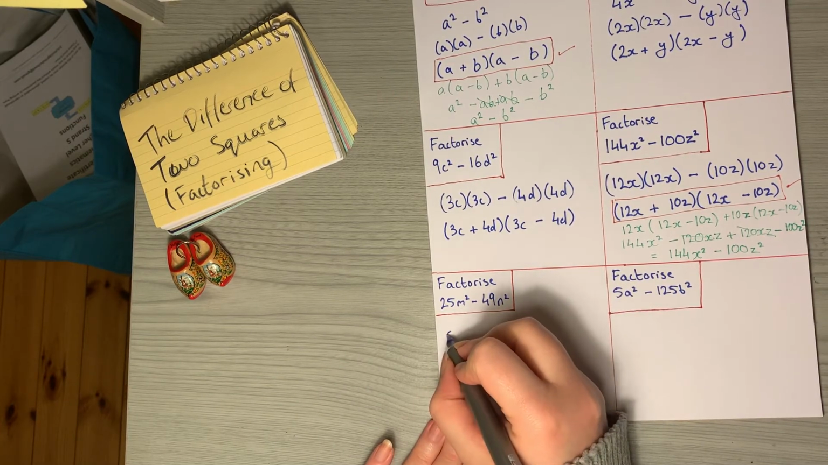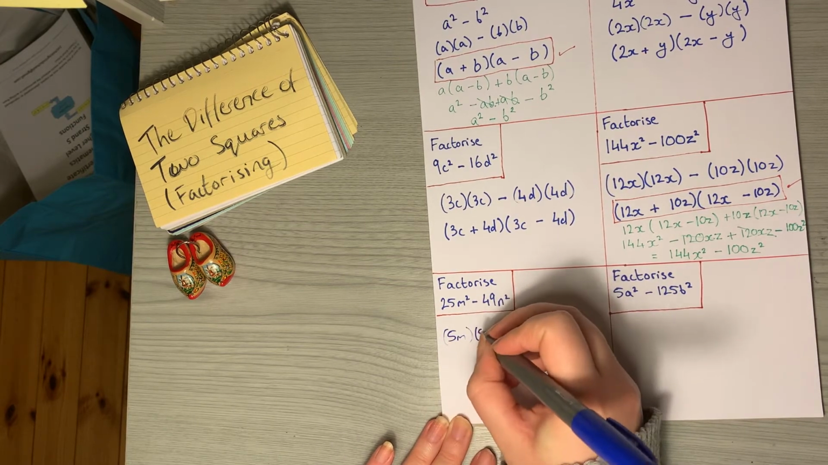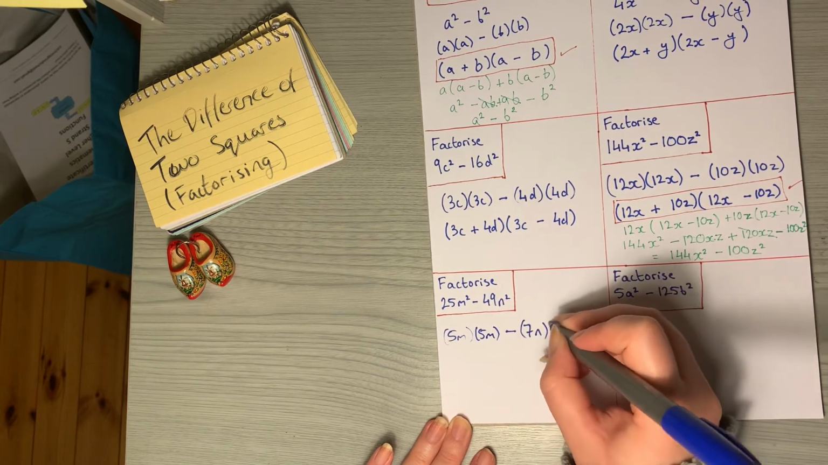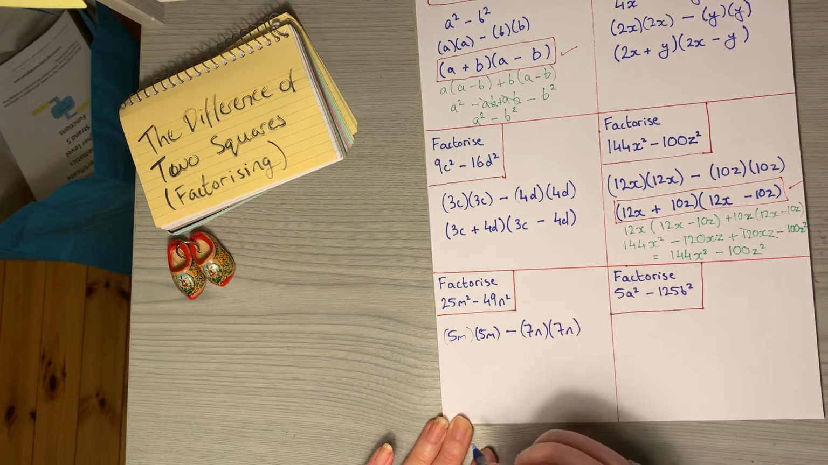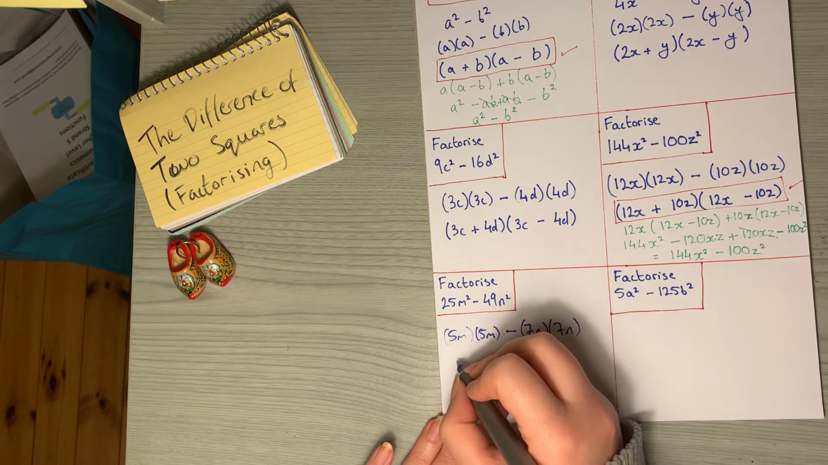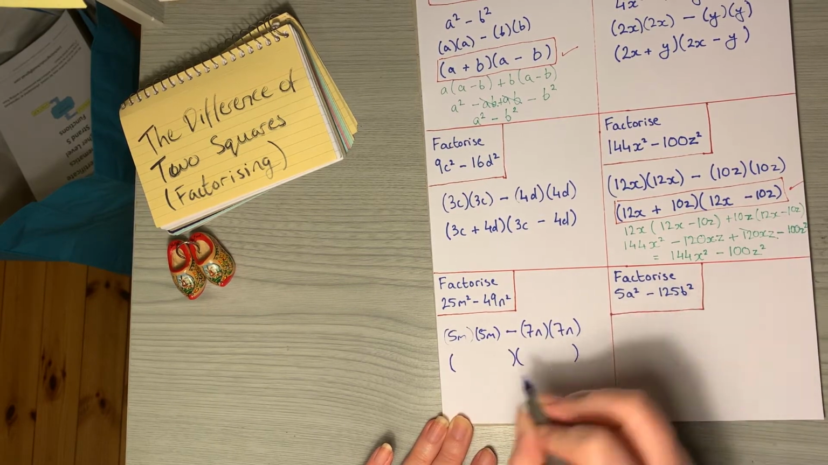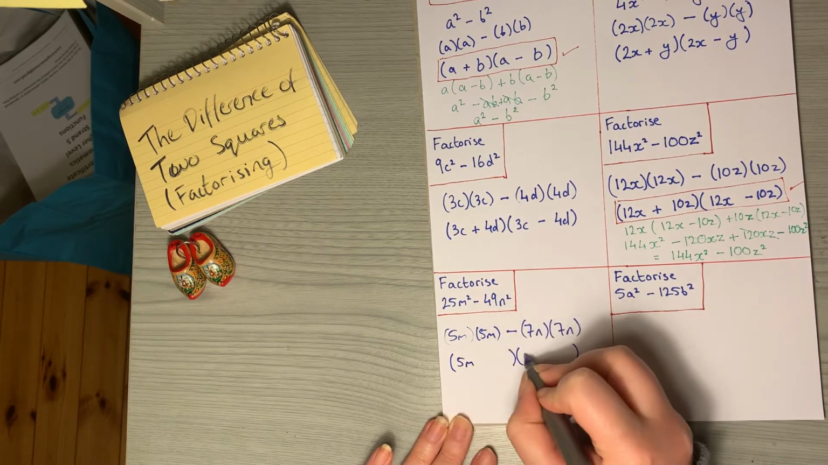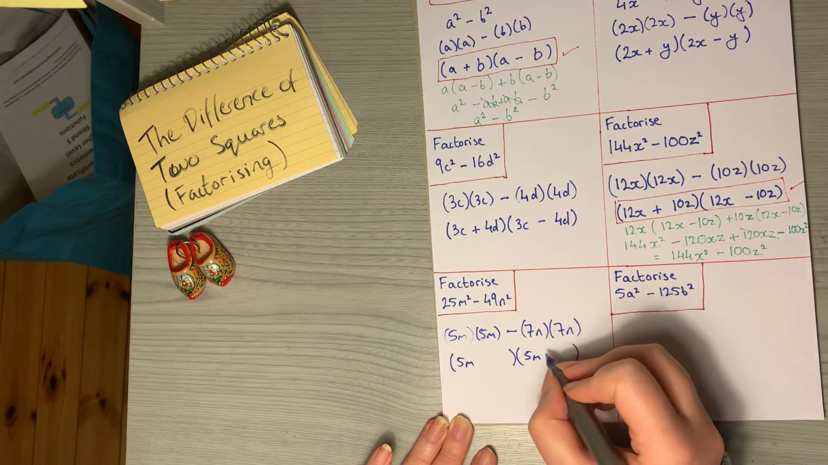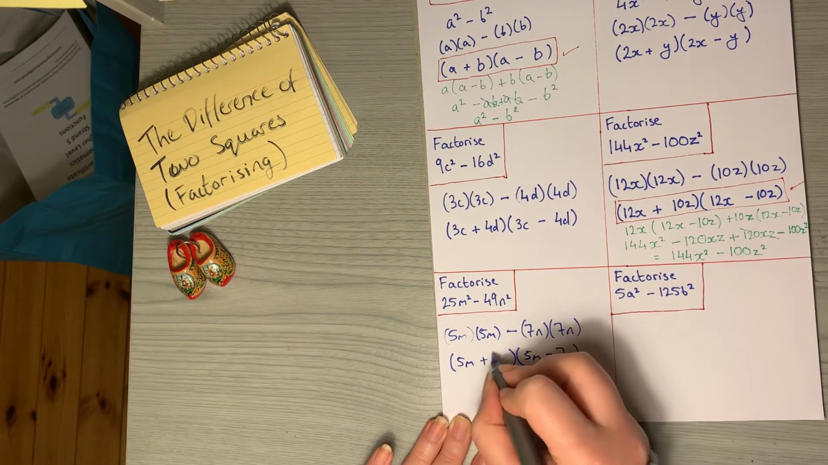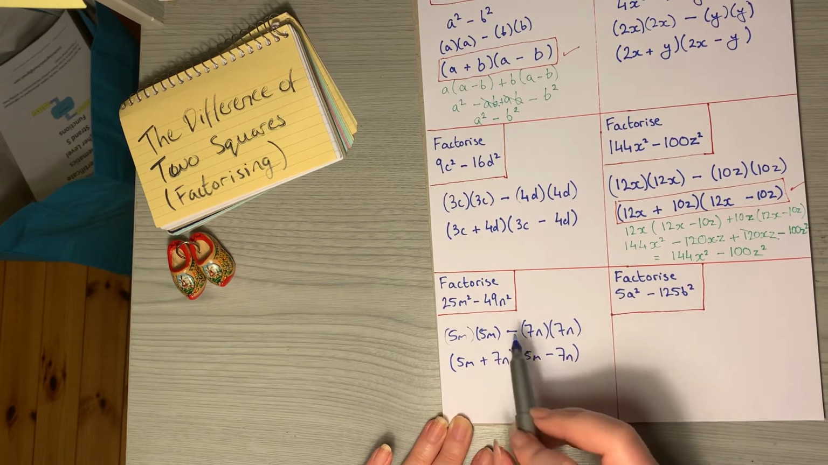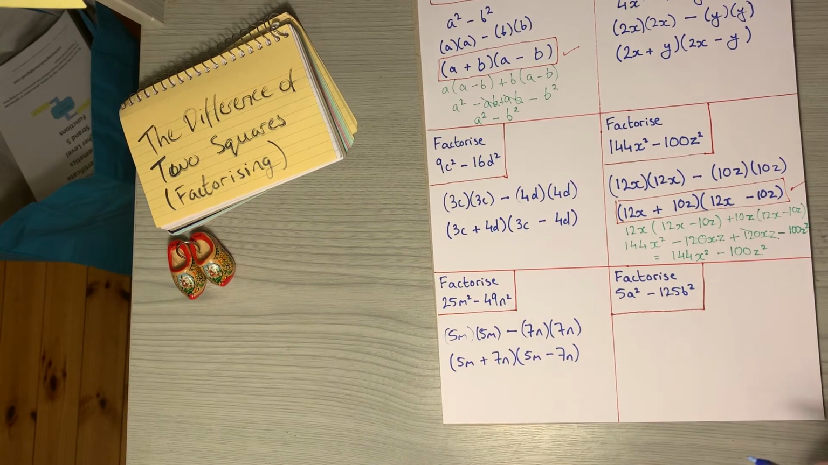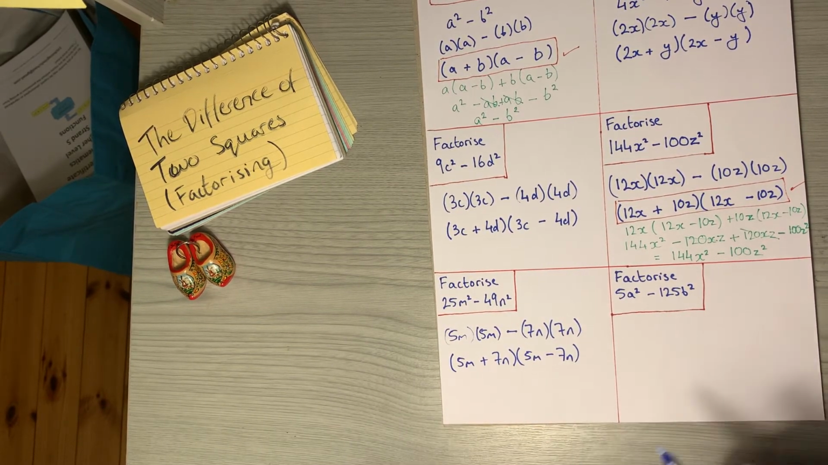Okay, 25m squared. So 5m by 5m will give me the 25m squared, minus 7n times 7n. That will give me the 49n squared. And then again, I open up my two brackets and then I say, okay, my 5m's are both positive. And then one of my 7n's is going to be negative, because a plus by a minus will give me that minus, and then 7n by 7n will give me the 49n squared. And again, my middle terms will cancel out as we saw before.